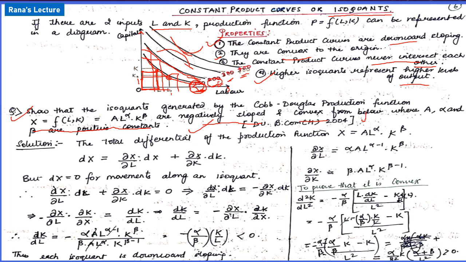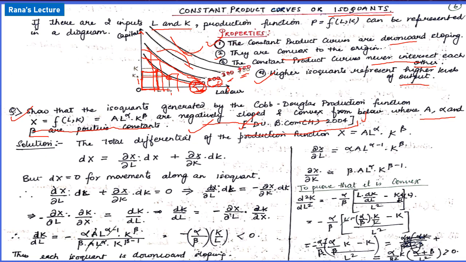You know these facts, that they are negatively sloped and they are convex from below, but you have to prove these facts. Now what are the constants given in the question? Where A, alpha and beta are positive constants. Now how will you proceed with the question? This is a question of the University BCom Honors 2004. This is an important question. Now how will you proceed?